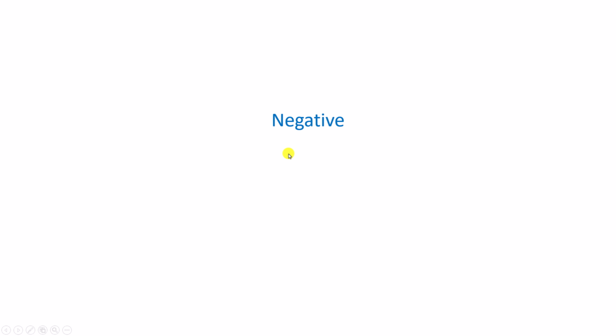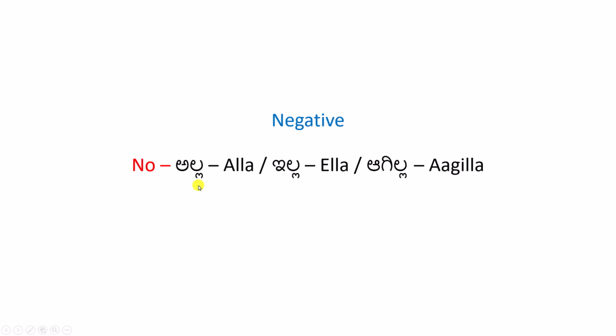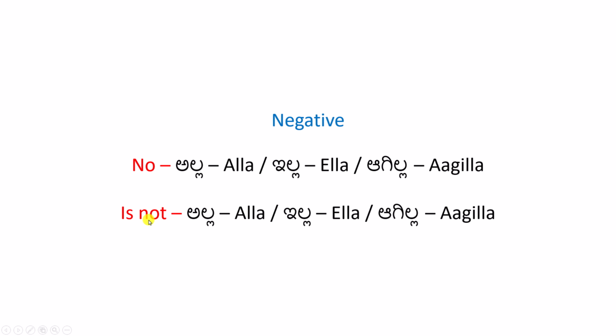Alright? You know the words for no. Alla, illa and agilla. Right? The same words are used for is not too. So these three words are used for is not. Alright? So let us look at few examples.